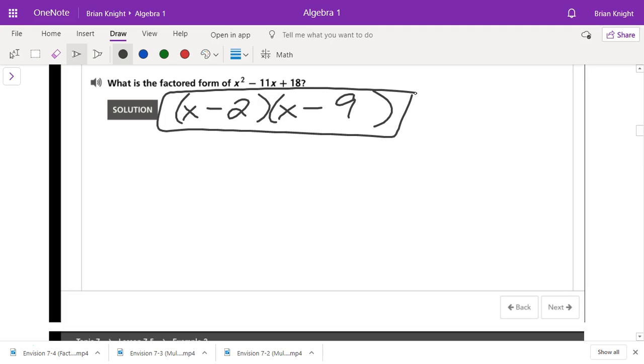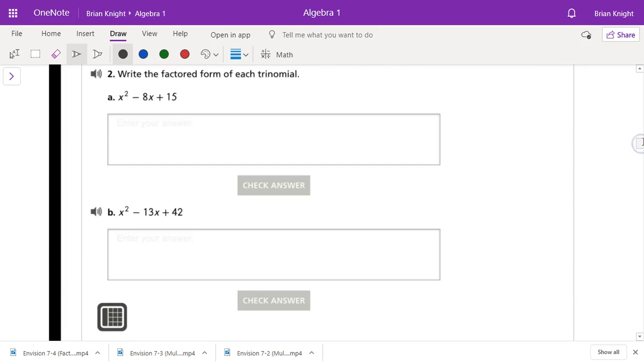Now, if this is positive and that's positive, you know these are both going to be positive. If this is positive and that's negative, then they both have to be what? Negative. All right? Let's do some more of those. Again, positive, but they have to add up to be a negative. So they're both going to be negatives. What 2 numbers multiply to be 15, add up to 8? 3 and 5.